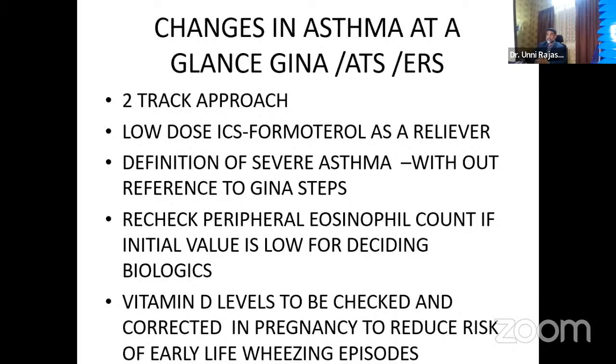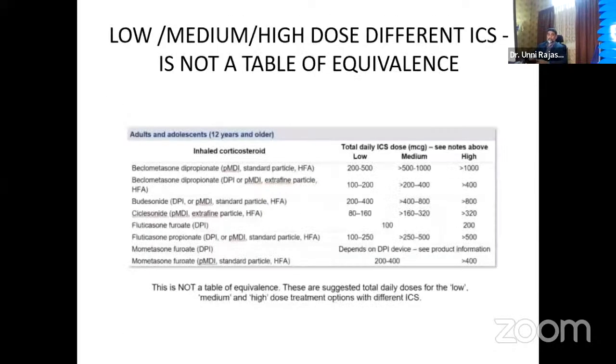I also mentioned the vitamin D level, which should be checked and corrected in pregnancy to reduce the risk of early-life wheezing episodes. We know that we use low, medium, and high doses of different ICS in clinical practice. For example, fluticasone propionate 500 micrograms and budesonide 800 micrograms are considered high dose.